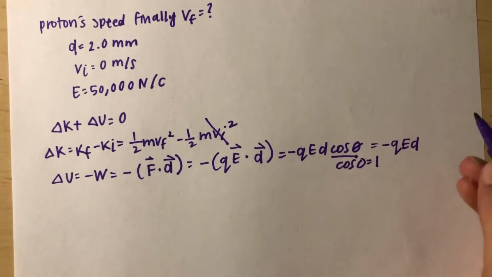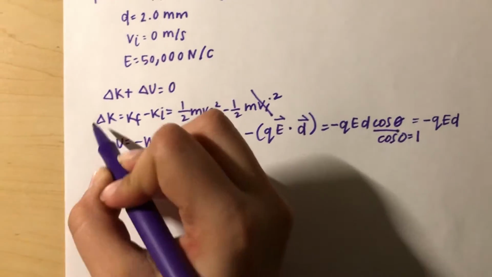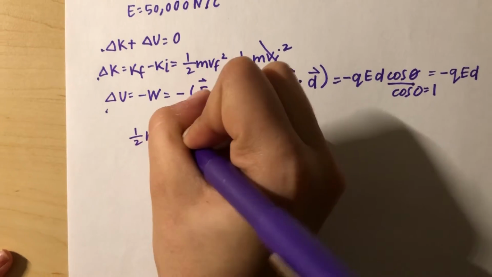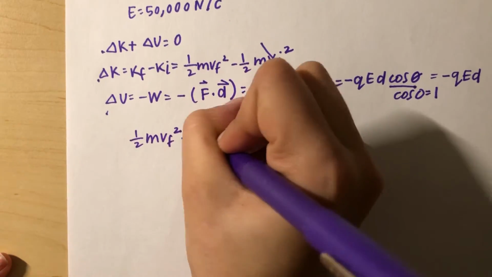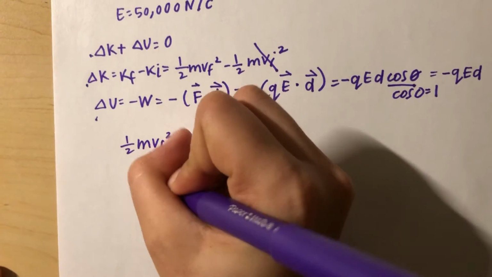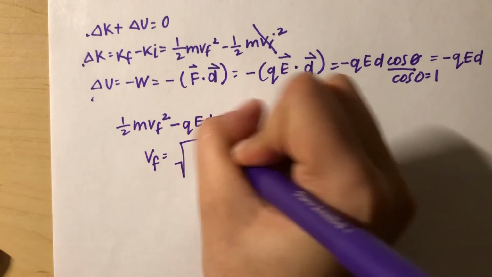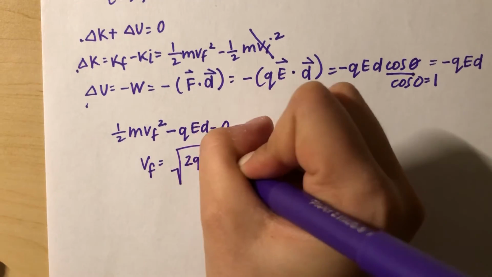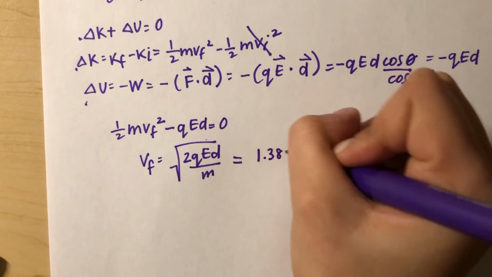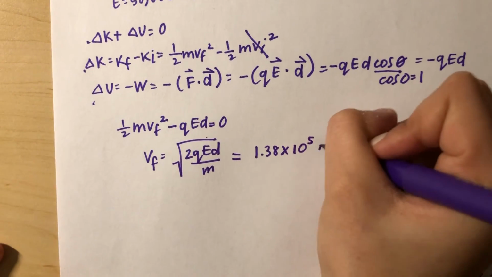So now we can plug this and this into this. So it's 1/2 m v final squared minus qEd is equal to 0. And so we can solve for VF. VF is equal to the square root of 2qEd over m, which is just equal to 1.38 times 10 to the 5 meters per second.